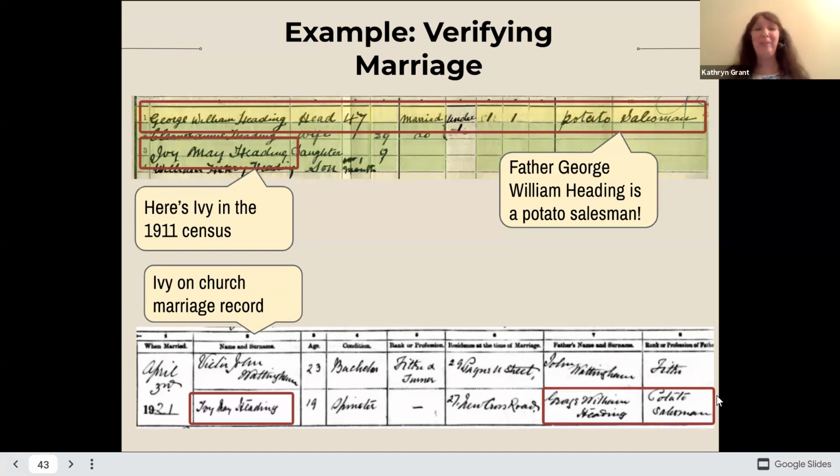Okay, I guess he's like a collate salesman, some kind of paper salesman or something. I had no clue. And then after we found the census, my friend and I went back to this. We're like, oh, that has to say potato. And so finding it in the 1911 helped us read it on the marriage record. But again, comparing the two records let us be very confident that the Ivy Mae in the census record is the same woman who is later marrying Victor John Waddingham.